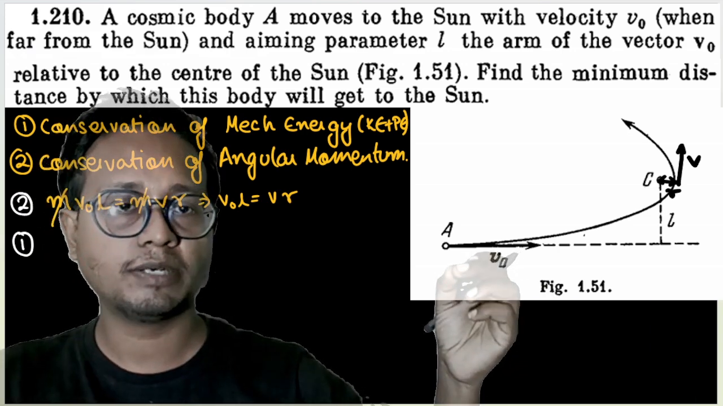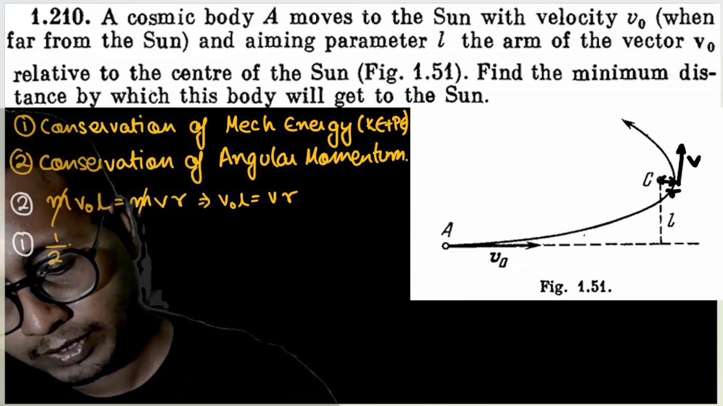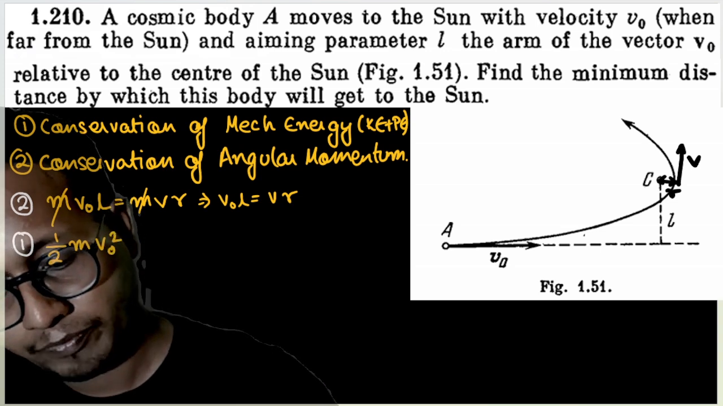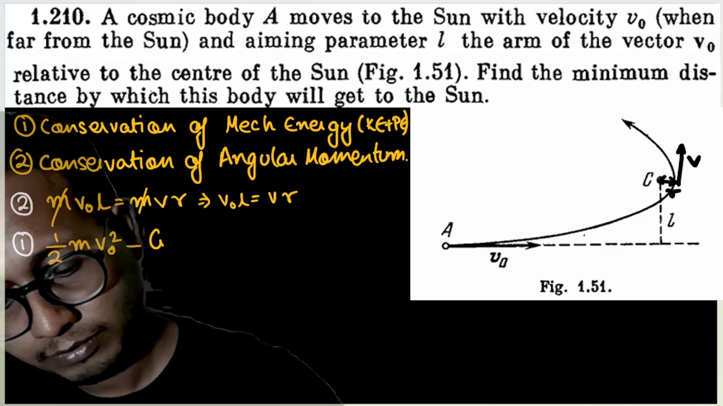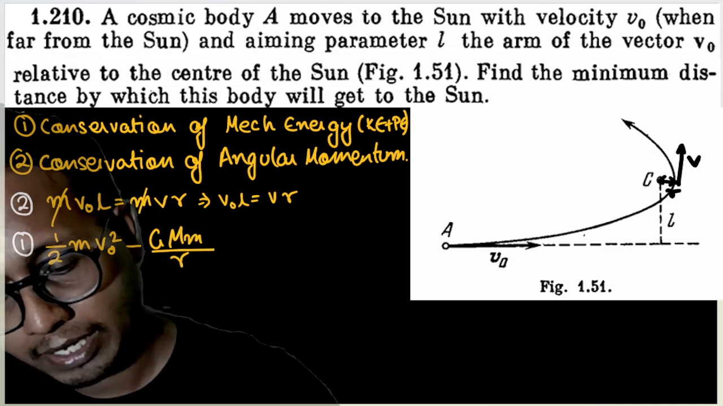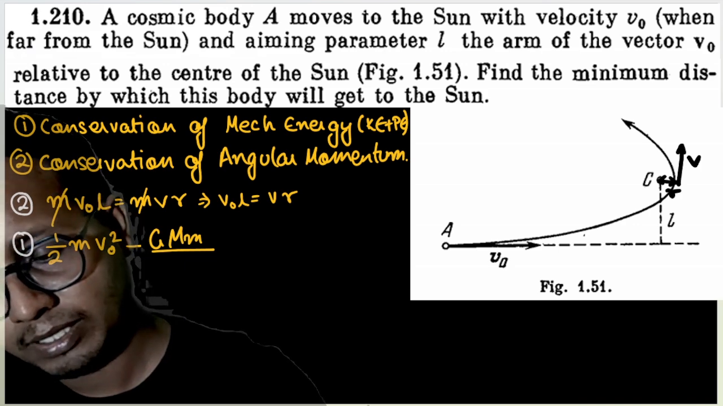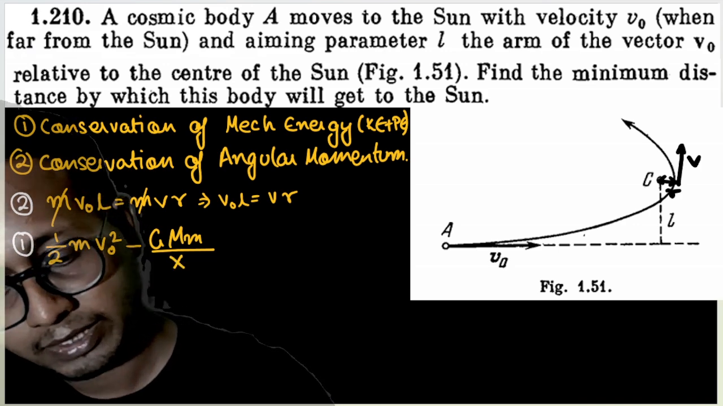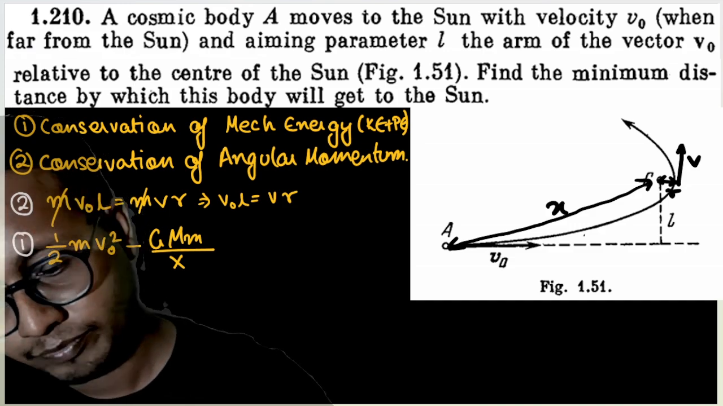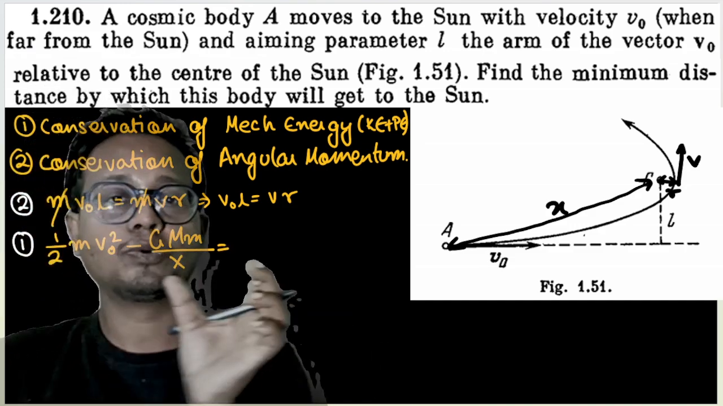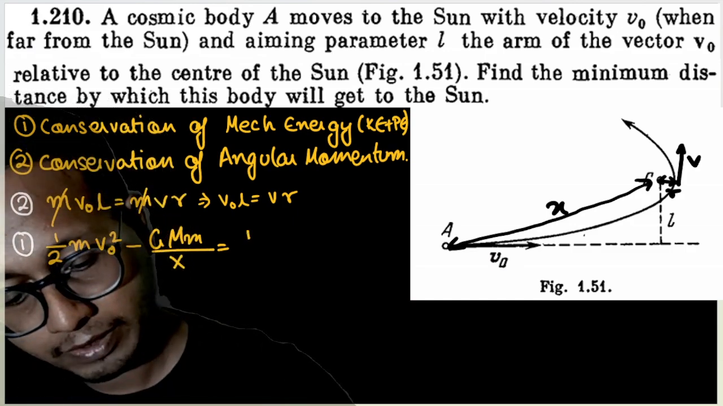What is the total mechanical energy out here? Half m v naught square minus G times mass of star into mass of planet divided by x. Let's name this variable x instead of r. This distance is nothing but x. This is the total mechanical energy at this point, is equal to the final mechanical energy.